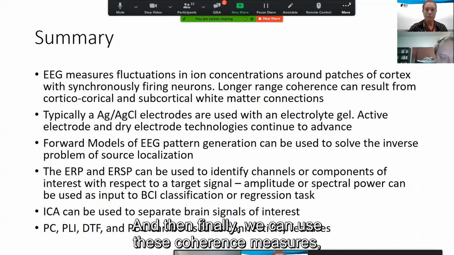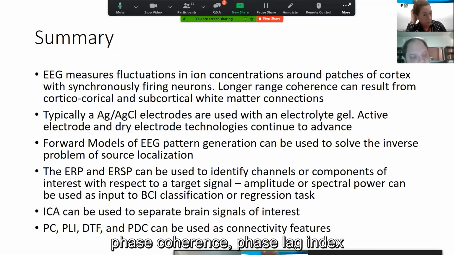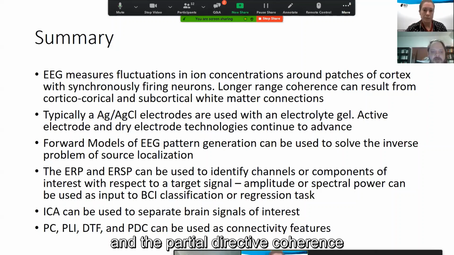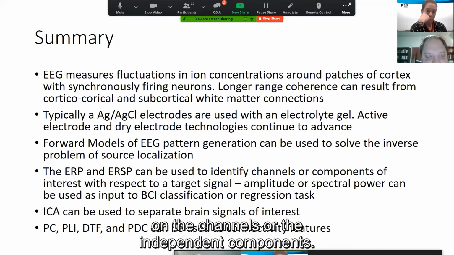And then finally, we can use coherence measures, phase coherence, phase lag index, the directed transfer function, and the partial directed coherence to measure connectivity, again, either on the channels or the independent components.